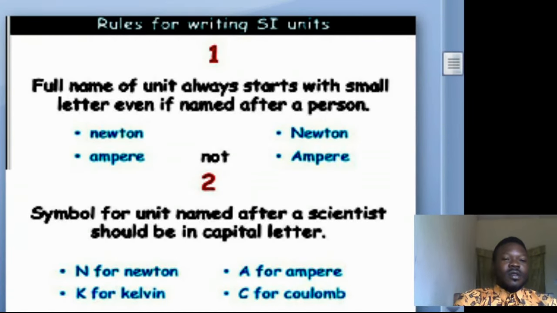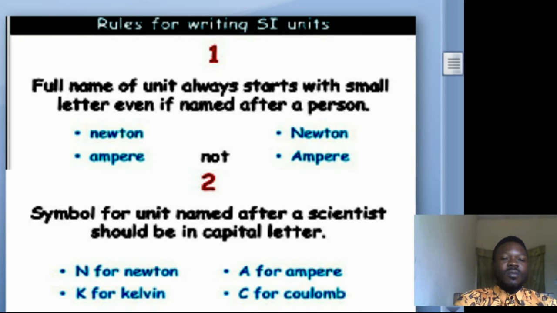Now, the symbol for units, if it is named after scientists, you put a capital letter. For example, N for Newton, capital K for Kelvin, A for ampere, capital C for Coulomb.